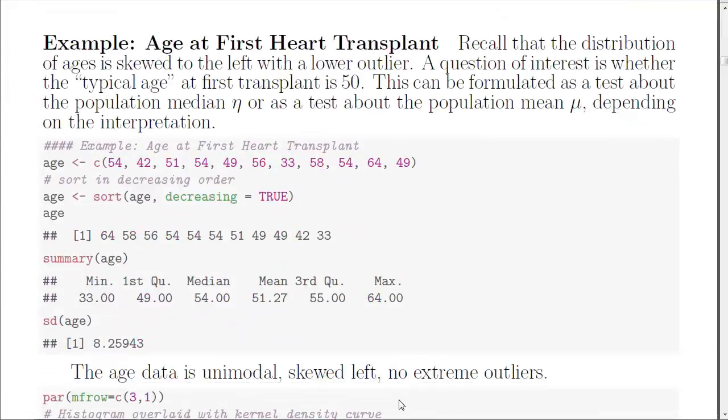All right. Let's look at a second example. This is going to be the age of a person's first heart transplant. I believe we've seen these data before also. Here are their sorted ages in decreasing order. A lot of people right around 50 years old or mid-50s. We have one person who's pretty young at 33 and another one who's 64.